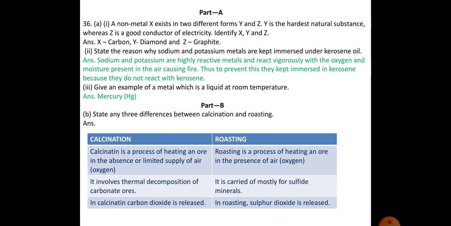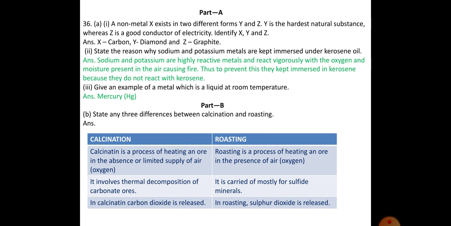A non-metal X exists in two different forms, Y and Z. Y is the hardest natural substance, whereas Z is a good conductor of electricity. Identify X, Y and Z. X is carbon, Y is diamond and Z is graphite. Diamond and graphite are both made up of carbon, but diamond is the hardest, as we know, yet it is an insulator. It doesn't allow electricity to flow through it, but graphite allows it, as it is a good conductor.